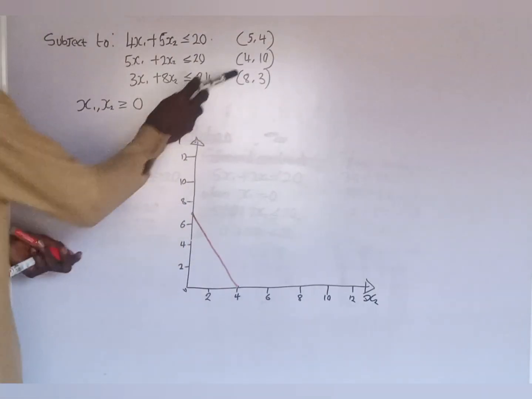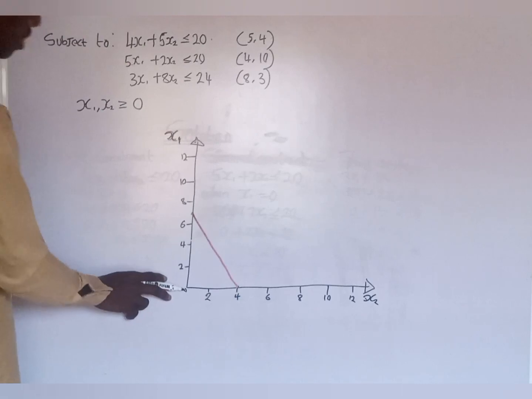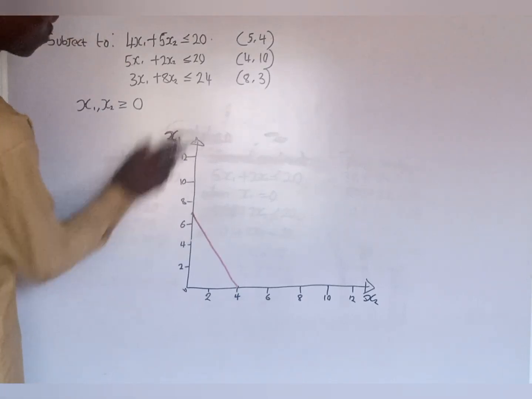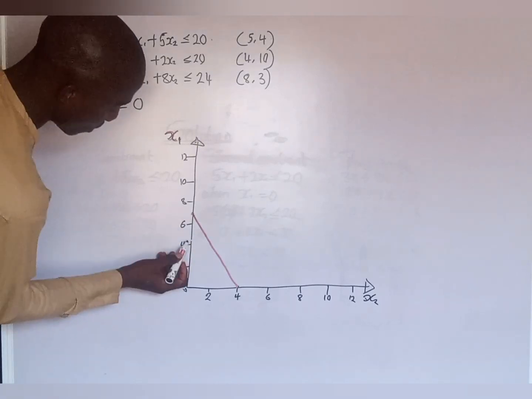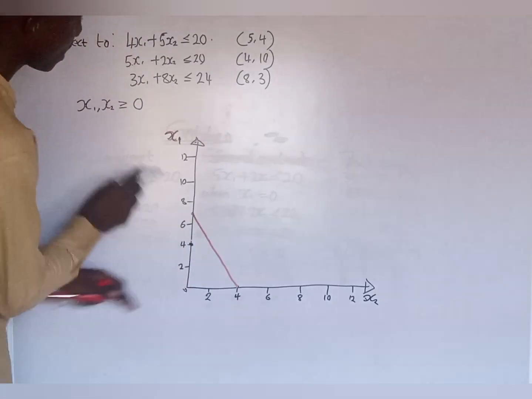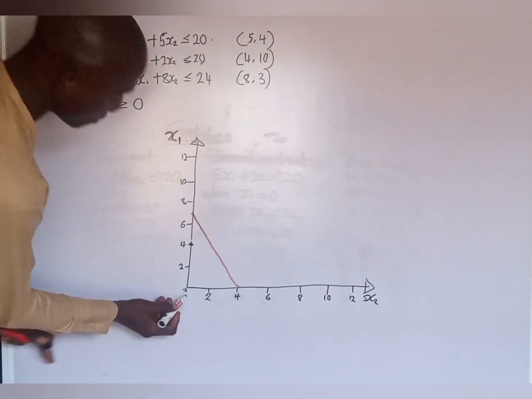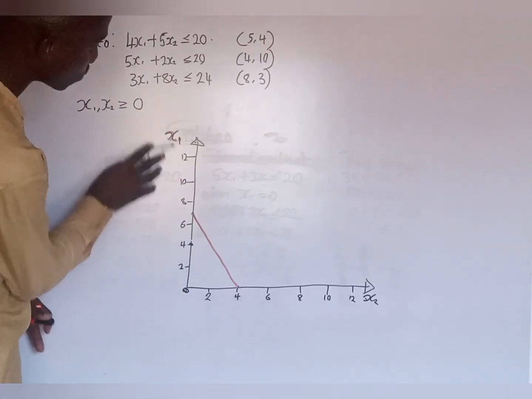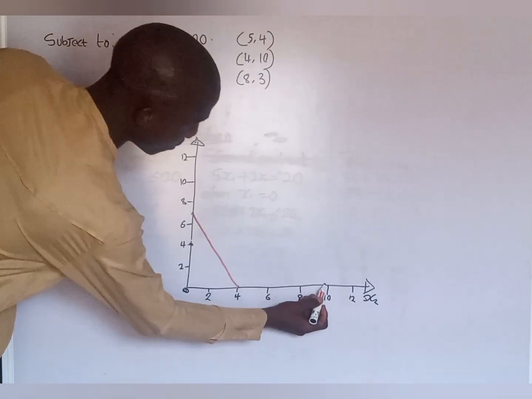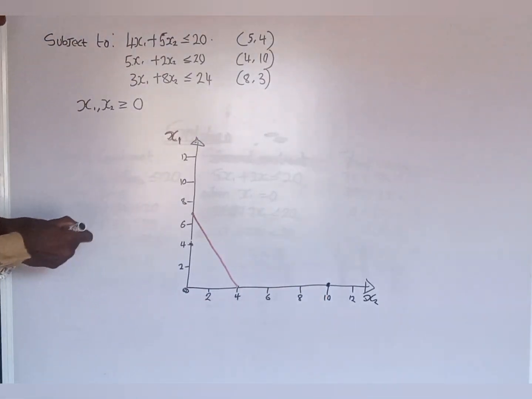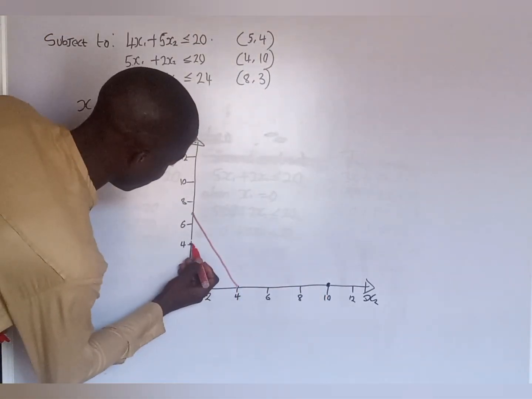We have another value here, which is (4, 10). When x2 is 0, the value of x1 is 4. So I'm going to trace this. I have my first point here. When x1 is 0, of course this is the origin (0, 0), the value of x2 is 10. So I'll have another point in this place. So I'm going to trace my line. The line will look like this.